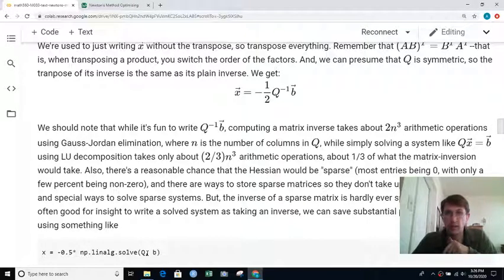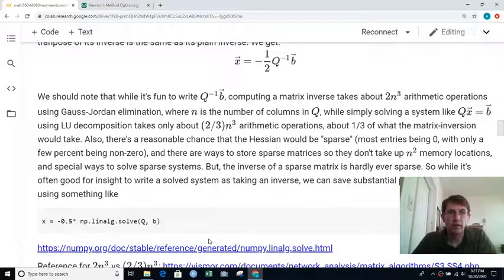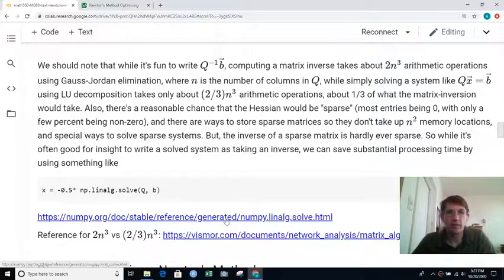Also, the Hessian is sometimes sparse. Most of the entries are 0. But then its inverse, even the inverse of a sparse matrix, is usually not sparse. So there's special ways of storing sparse matrices and processing them that go faster. So we really don't want to do stuff with the inverse if we don't have to. We'd rather just keep the original matrix around and solve systems. So that's just a little bit of linear algebra advice, and here's some references for that.